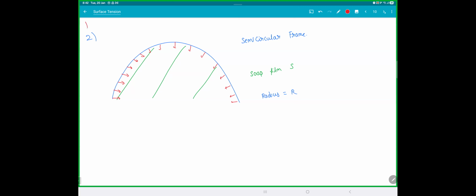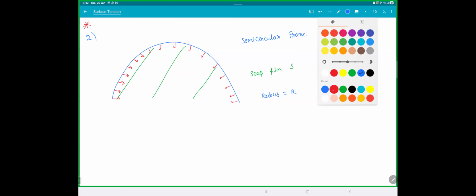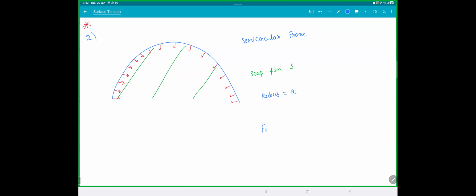It's an important one. Let's see. Standard result. Find force on semicircle due to the soap film.